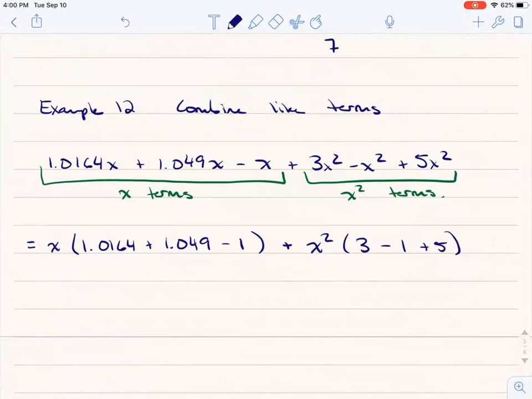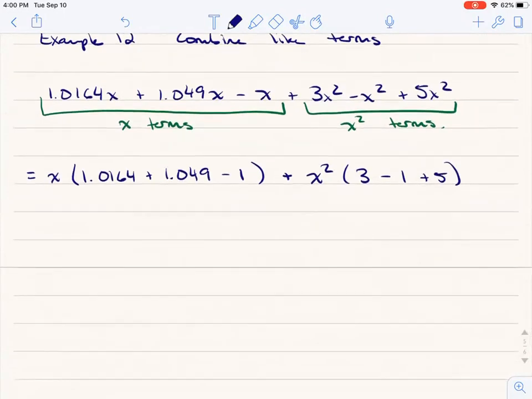Because what I see a lot of is when it's just minus x or minus x squared, you forget to take away 1, and it can make a huge difference. Right? And so I get 1.0654. Technically, I should be proper here: x times 1.0654 plus x squared times 7. But usually I wouldn't write it out like that because for me, coefficients always go in the front, right? And probably for you too, I don't know. So 1.0654x and then plus 7x squared.